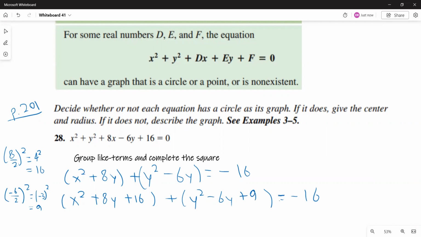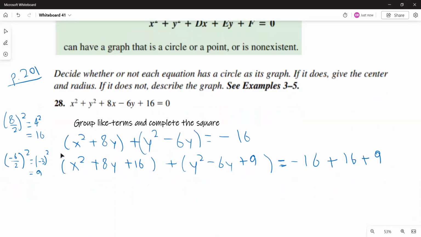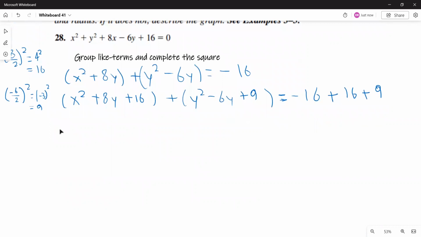And remember, we have an equation. So in order to keep things equal, whatever we add to the left side, we need to add to the right side. So we added 16 and we added 9. We want to keep things equal. That's like a scale balance, so the equation is not affected. And finally, factor: x squared plus 8x plus 16 is going to be (x plus 4) squared. y squared minus 6y plus 9 is (y minus 3) squared. Negative 16 plus 16 plus 9 is 9.